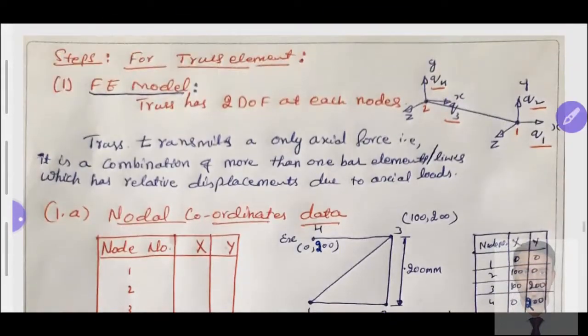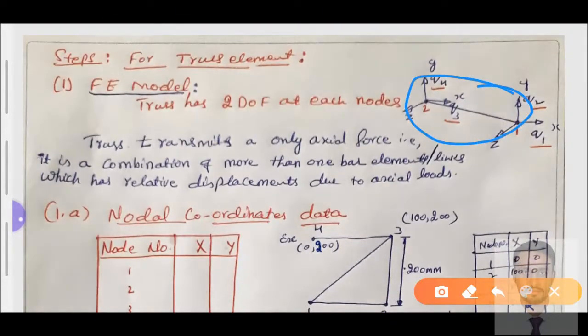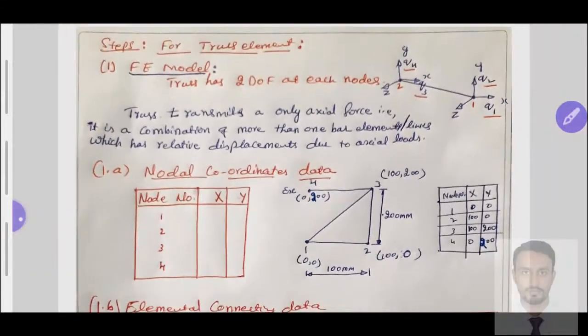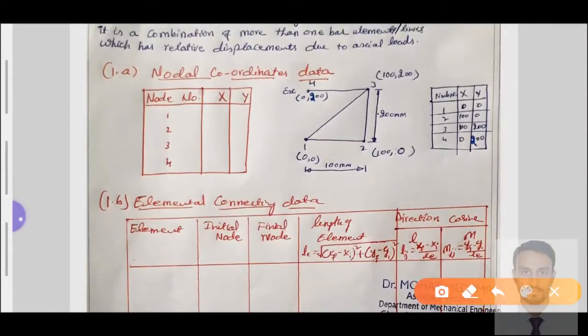After getting an FE model, usually we go for the elemental stiffness matrix. In this particular truss problem, we have to write the nodal data as well as the elemental connectivity data. To get this idea, I have taken an example of a 4 bar truss element.